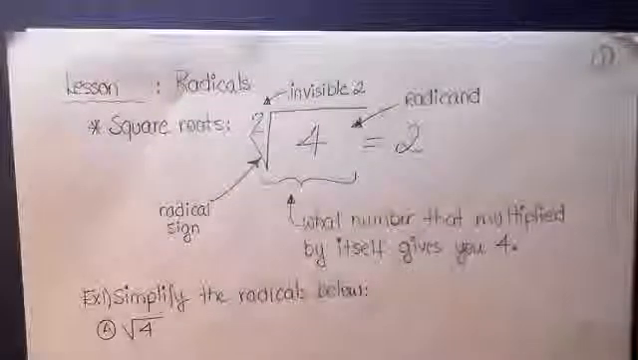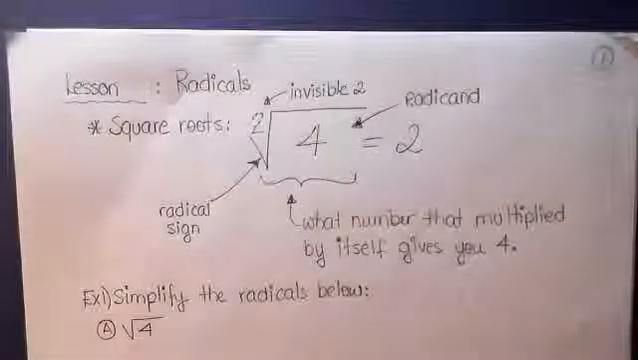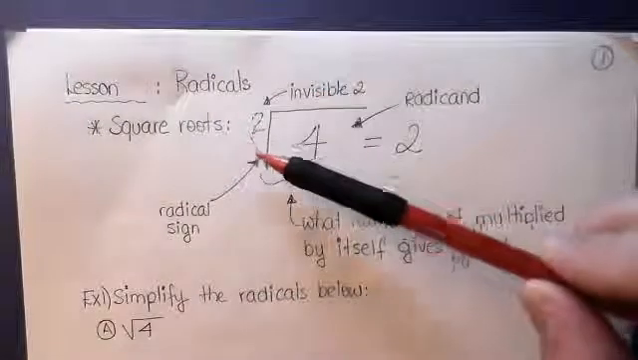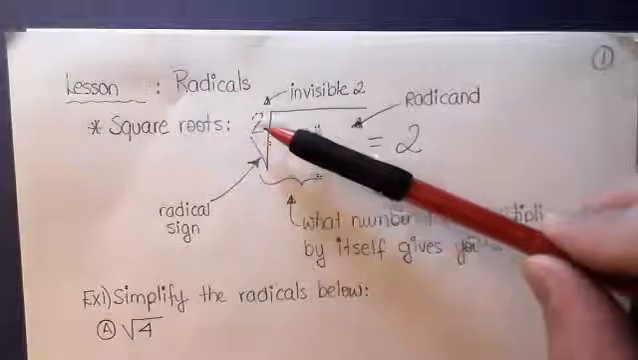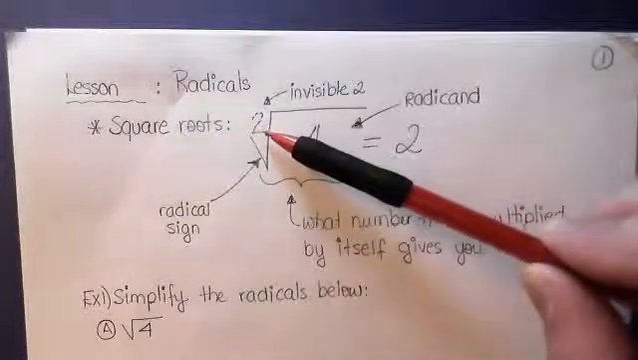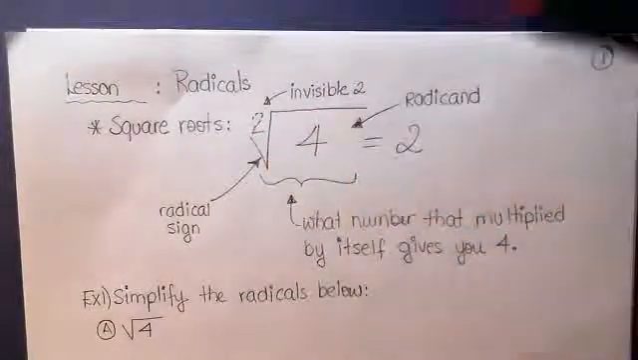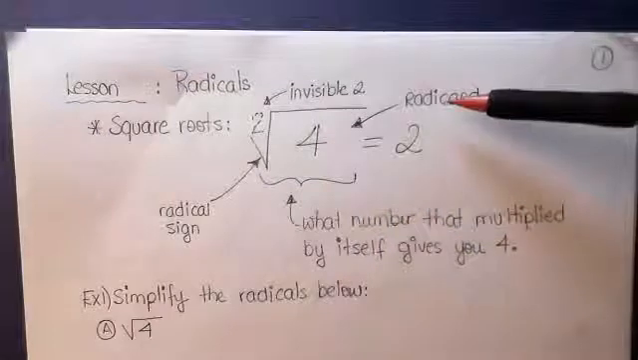So this is going to be a lesson on radicals, and basically we're going to start out by talking about square roots. Square roots usually don't have a number right here, but there's an invisible 2. Okay, this little symbol is called the radical. The number inside the radical is called the radicand.